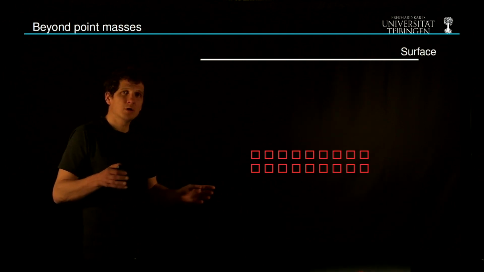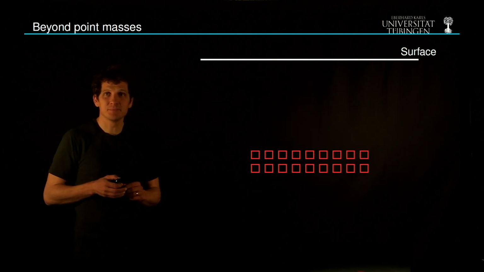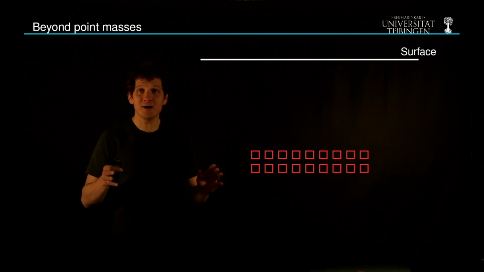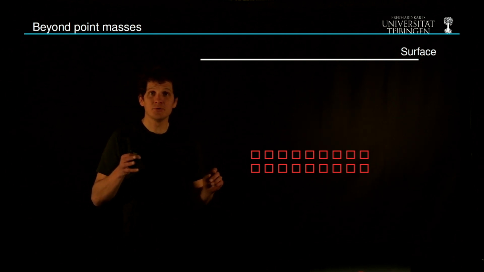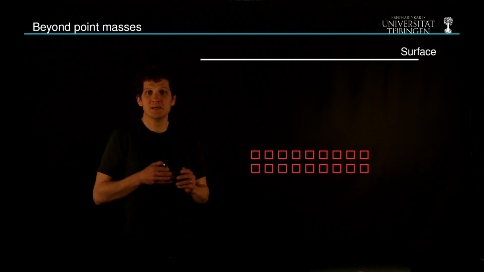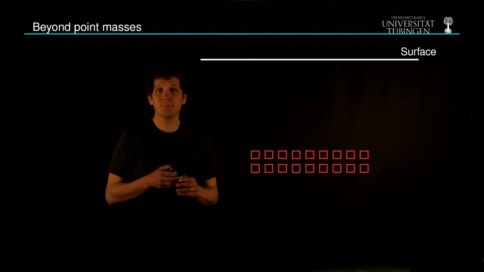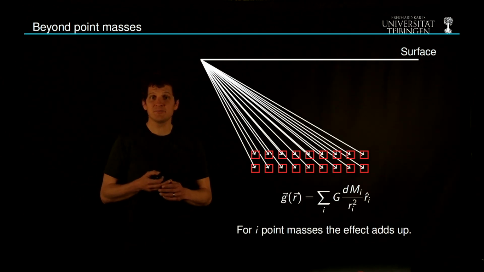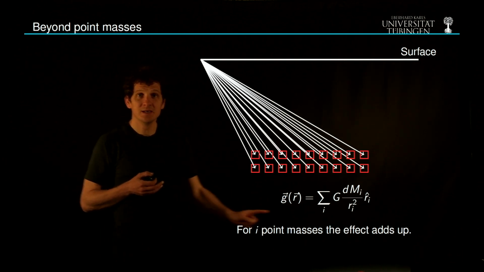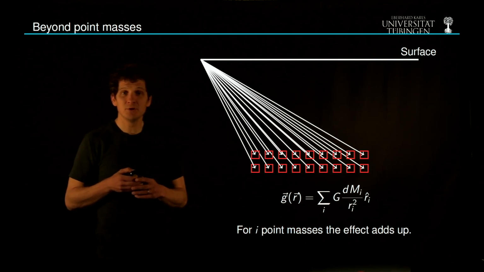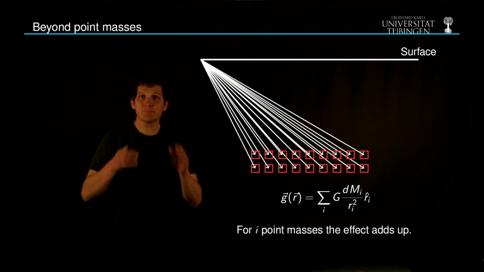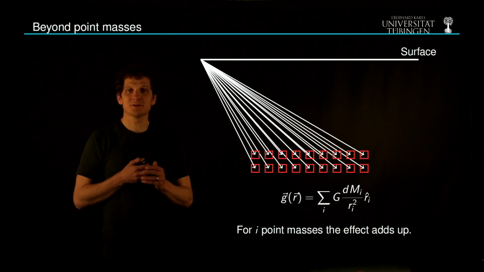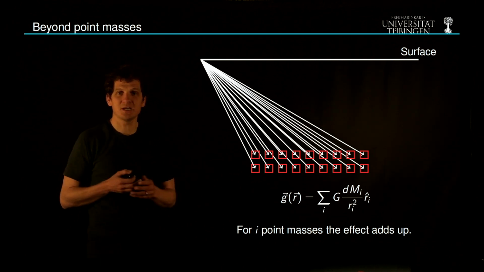Well, what about more arbitrary structures such as this one? At least conceptually, we can subdivide every structure into individual point masses. And all of these point masses will exert a gravitational pull towards the sensor that we have located at the surface, and the net effect will be additive and is represented by a summation over the many individual elements which are required to describe this particular shape.